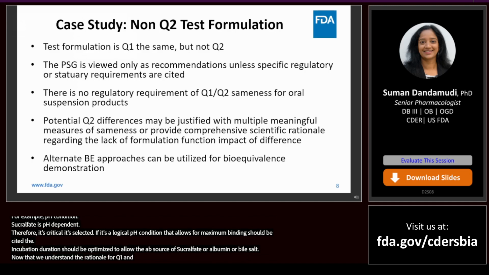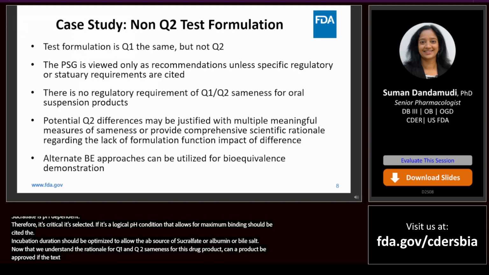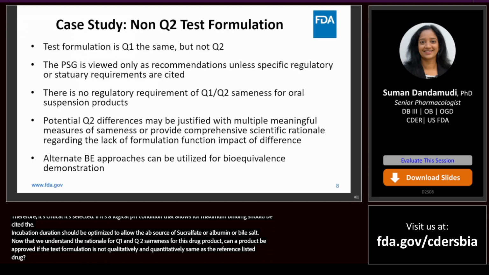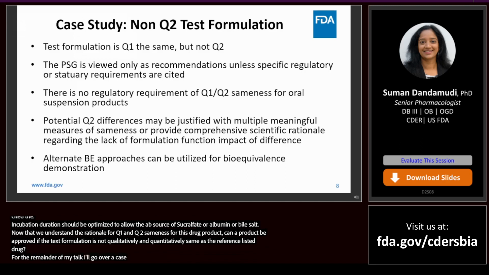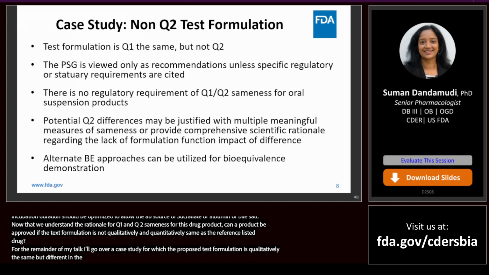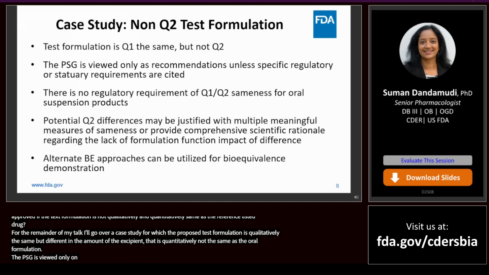Now that we understand the rationale for Q1, Q2 sameness recommendation for this complex drug product, can a generic product be approved if the test formulation is not qualitatively and quantitatively the same as the reference listed drug? So for the remainder of my talk, I'll go over a case study for which the proposed test formulation is qualitatively the same but differs in the amount of excipient, that is, quantitatively not the same as the RLD formulation. The PSG should be viewed only as recommendations unless specific regulatory or statutory requirements are cited. In case of oral suspension products, there is no regulatory requirement for Q1, Q2 sameness.